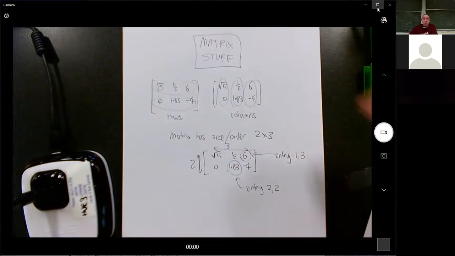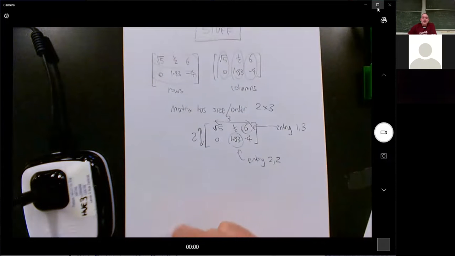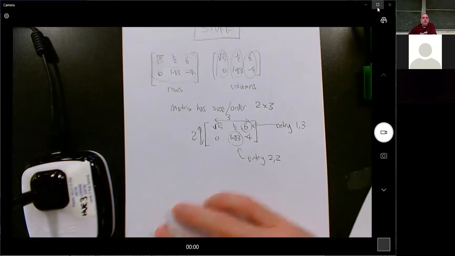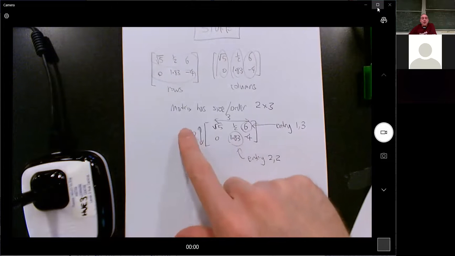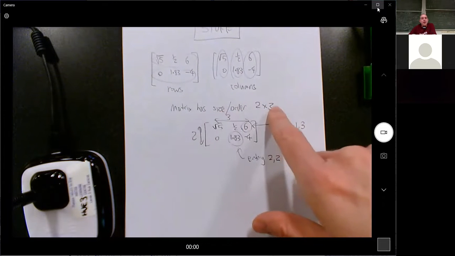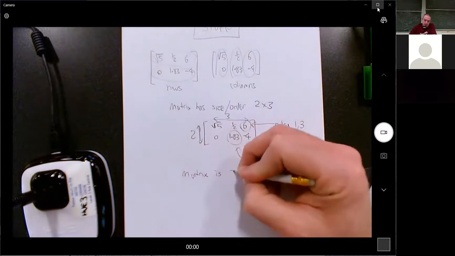Okay, cool. And that's not particularly satisfying, it's whatever. But the point is that I can treat matrices as mathematical objects in their own right, and do operations on them. So this is what matrices are. Sometimes you say a matrix has size 2 by 3 or order 2 by 3, or you say that just the matrix is 2 by 3.